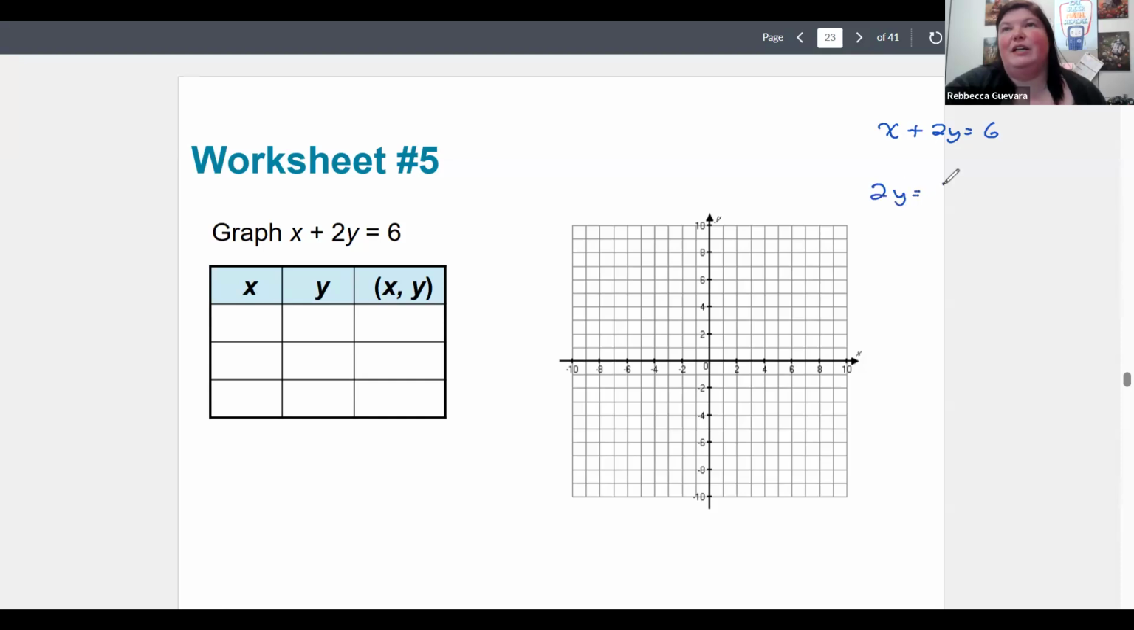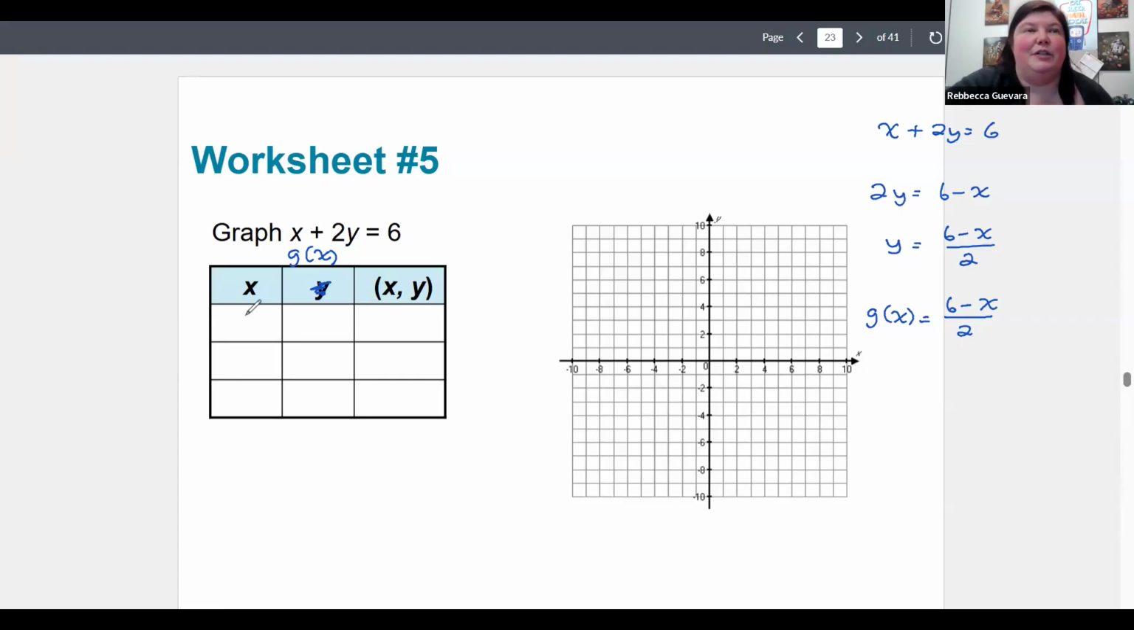So 2y equals 6 minus x, which means that y is equal to 6 minus x divided by 2. So we used f of x. Let's make this a new function name. So this is a function that we're going to call g of x. g of x is 6 minus x divided by 2. Instead of having y here, we're just going to write g of x.